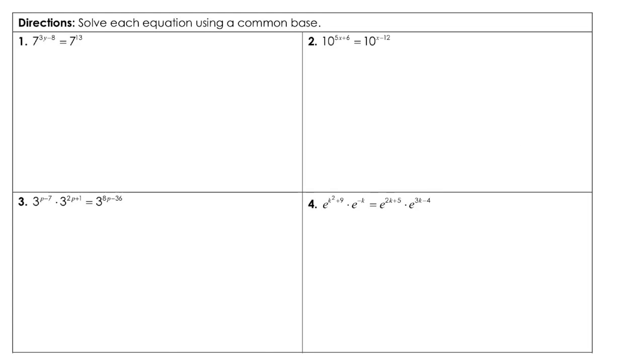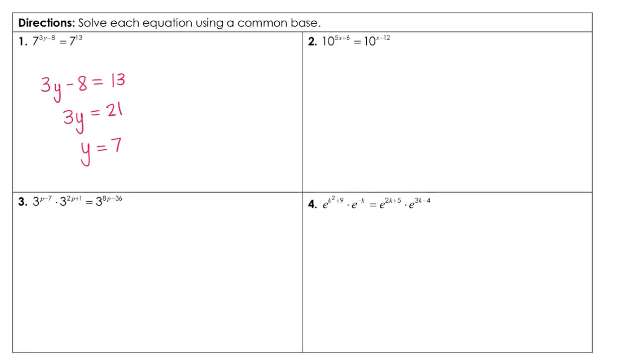And so in our first problem on our homework, we see that we already have common bases. So we are just going to set our exponents equal to each other. And when we do that, we have 3y minus 8 equals 13. We will add 8 over to the other side, so 3y equals 21, so y is 7.